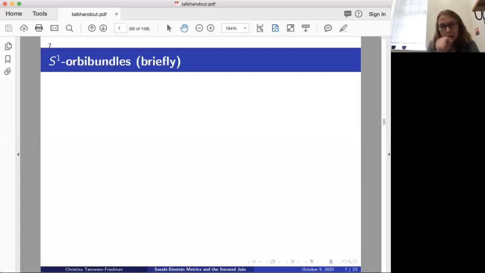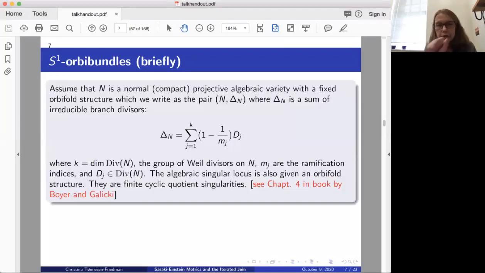Okay, so I'm going to use S1 orbibundles a little bit. So I will briefly present them in the way we think about them, and I'm following very much the philosophy of Boyer and Galicki's book, Sasakian Geometry.